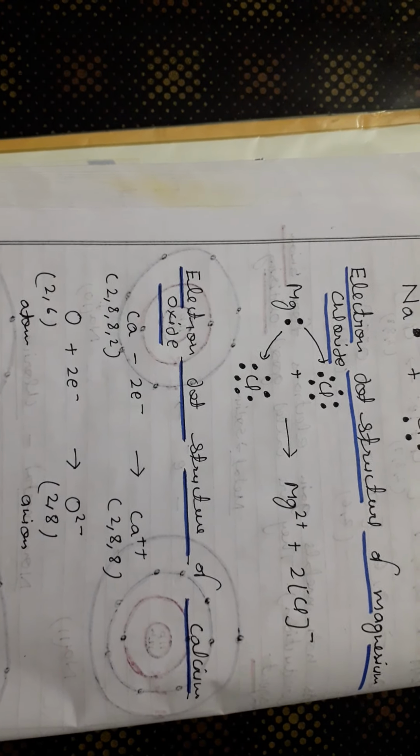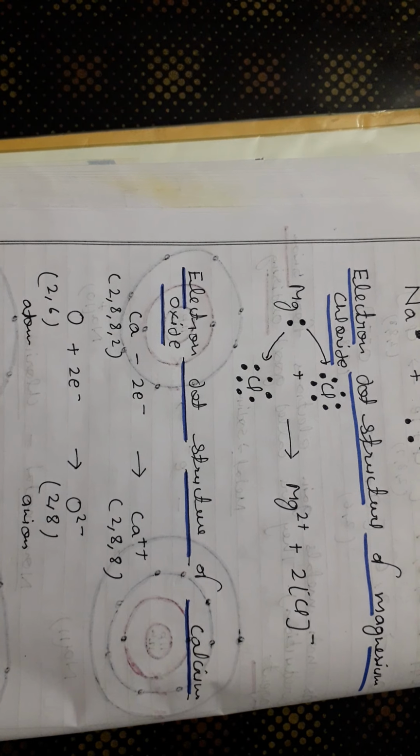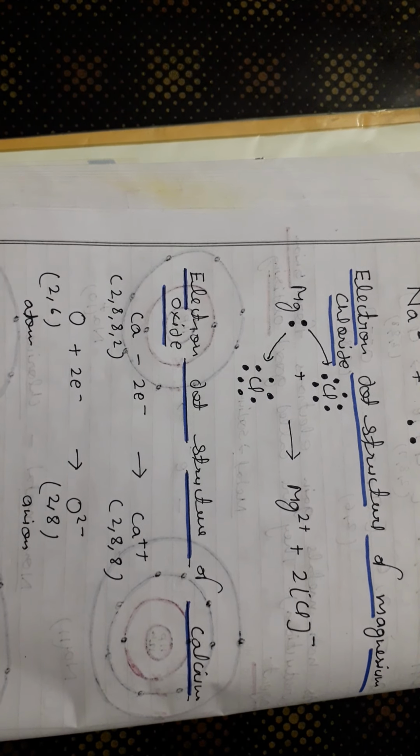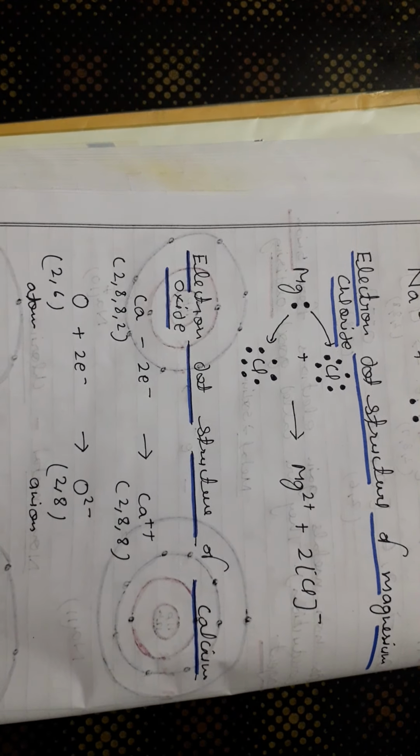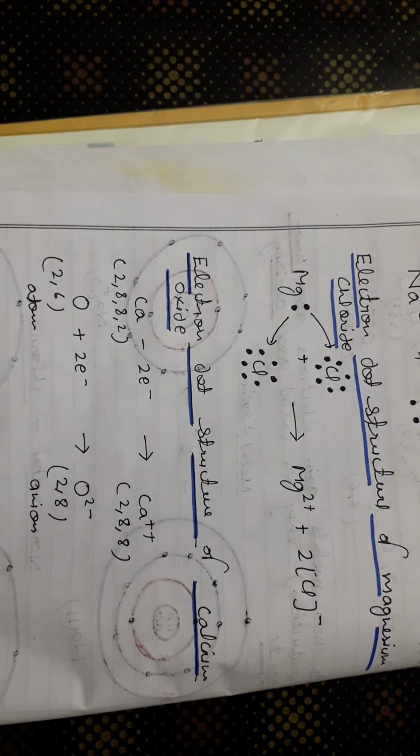Now what happened? Calcium, because it has 2 outermost electrons, can easily lose them, so it will lose 2 electrons to this oxygen atom and form Ca2 plus and oxygen 2 negative.